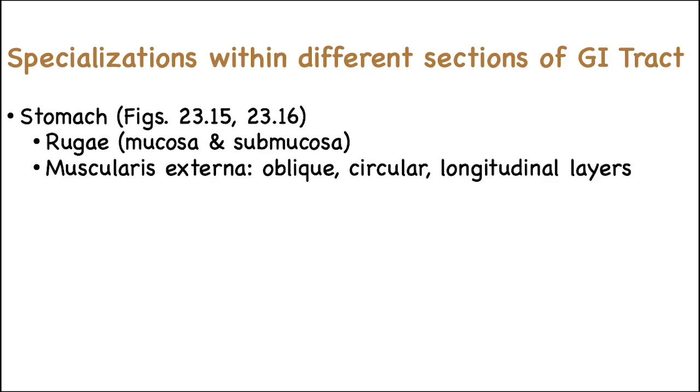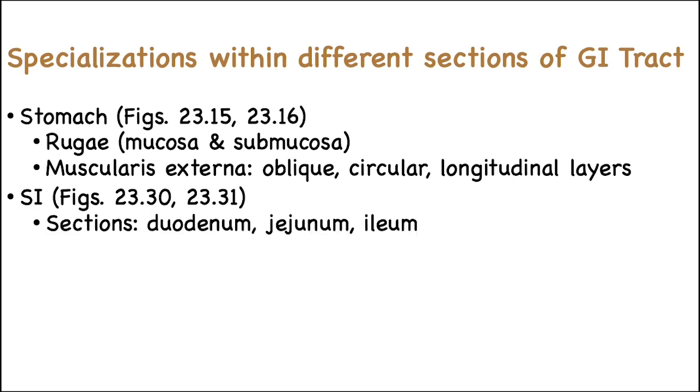There is an additional layer of muscle in the muscularis externa. This additional layer is called the oblique layer. It is the inner layer, the circular layer is the middle layer, and the longitudinal layer makes up the outer layer. These 3 layers are important in the churning and grinding that occurs in the stomach to convert the bolus into chyme.